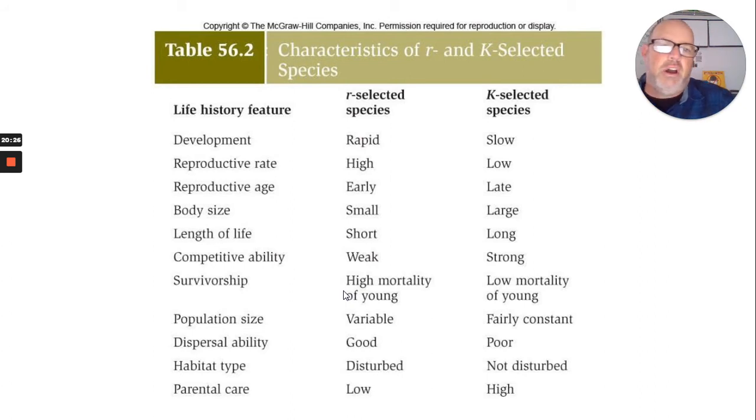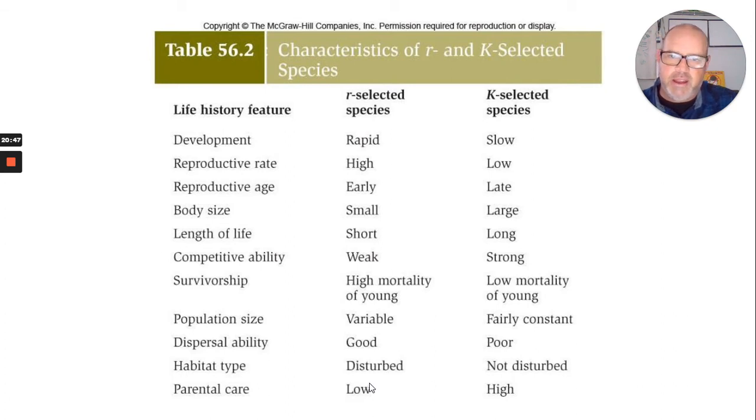Here's a table between R and K selected. It's actually from an old textbook, but you can read through here. R versus K: development, rapid versus slow; reproductive rate, high versus low; reproductive age, early versus late. So these all, I think, are pretty self-explanatory. You're welcome to pause the video and read through that.